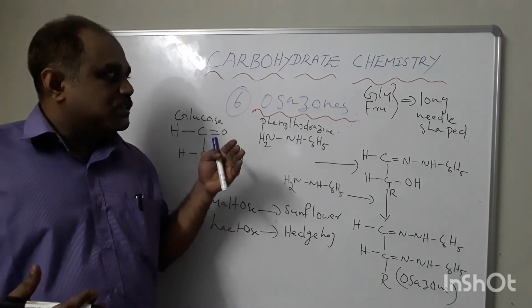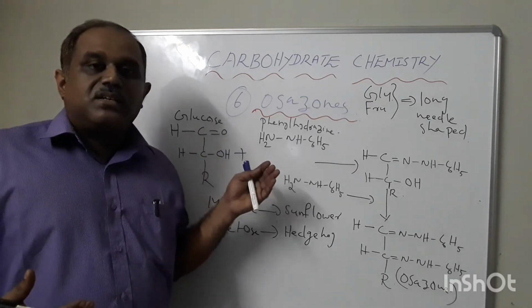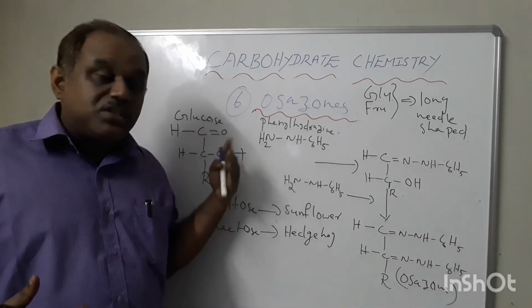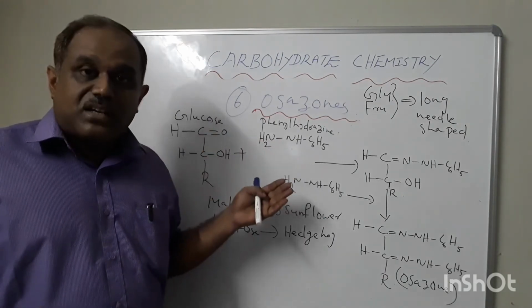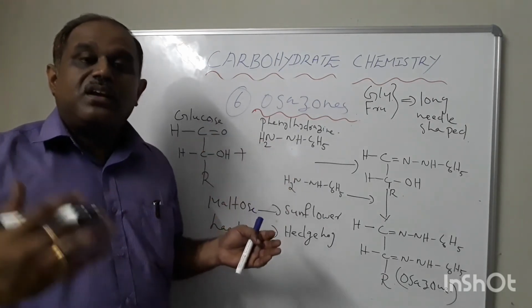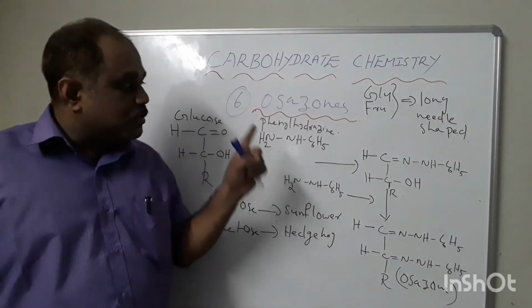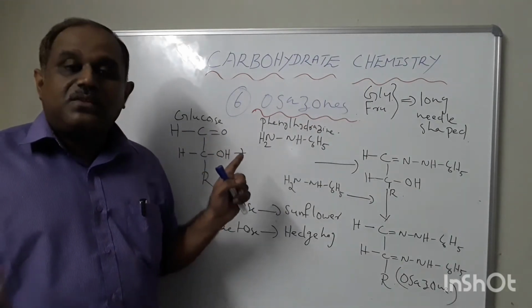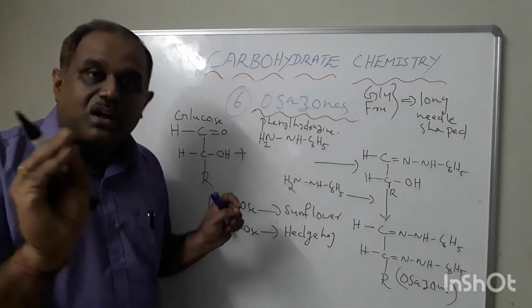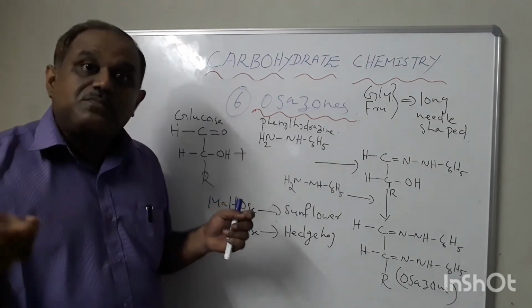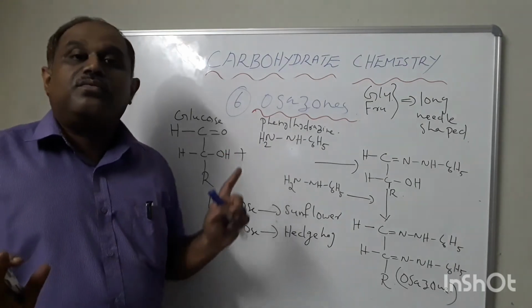So now you just understand that reducing sugars react with phenylhydrazine to give corresponding osazones. Why do glucose and fructose give the same osazone? Because glucose and fructose differ in their structure in the first two carbon atoms, and that difference is masked by the addition of phenylhydrazine.